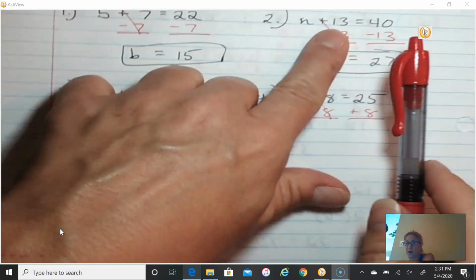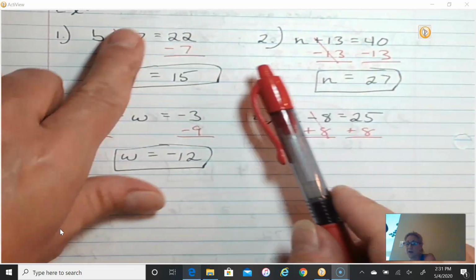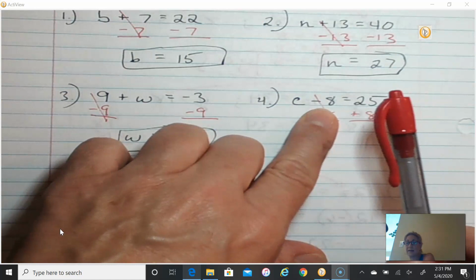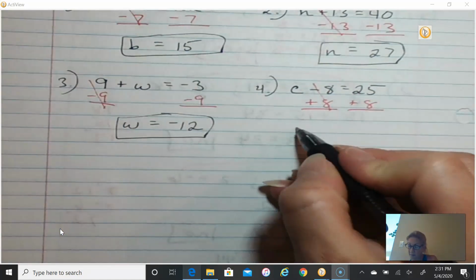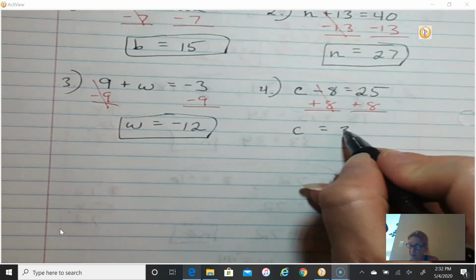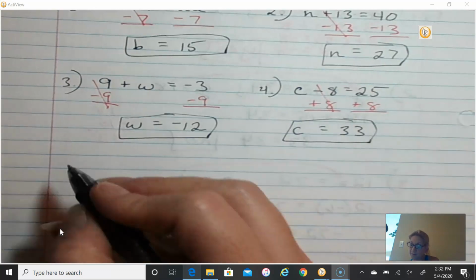Remember here, it was like +13, so the opposite is -13. +7, -7. This time it's -8, so the opposite is +8. Those cancel out, and I'm left with c equals, they're both positive, so we just plain old add, and it's 25 plus 8 is 33.